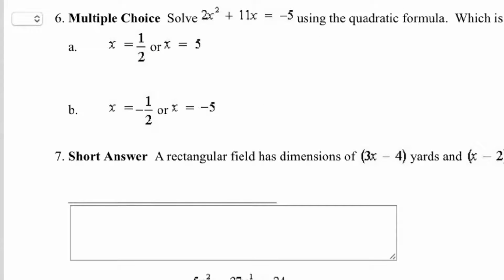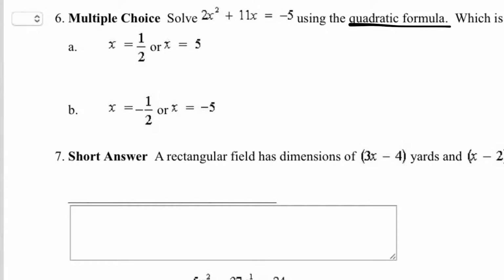Okay, number 6 says solve 2x squared plus 11x equals negative 5 using the quadratic formula. So it's telling me to use the quadratic formula. I'm going to go ahead and use it. You don't have to. It's a multiple choice question. So if you want to use completing the square, go for it. If you want to use factoring, go for it. Okay, I'm going to use the quadratic formula because it's telling me to do that. So I'm going to use that.